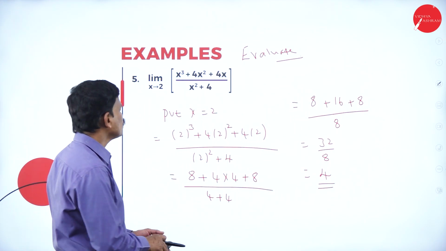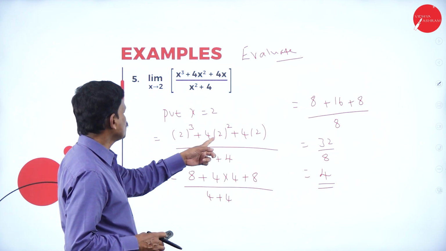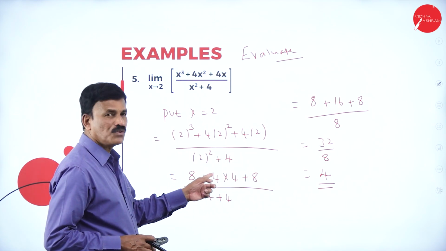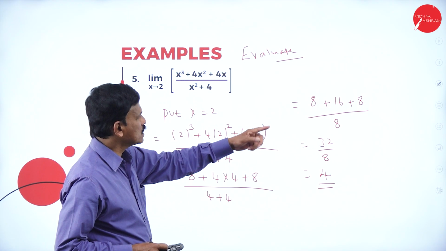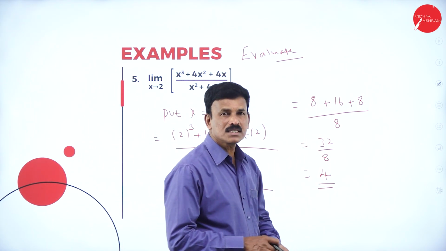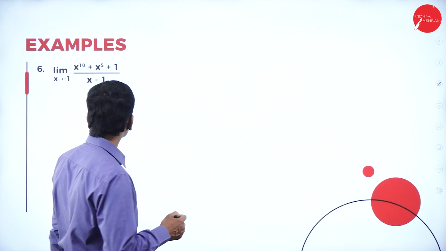That's it. Just here, put x is equal to 2. If you put x is equal to 2, 2 cube is 8, 4 into 2 square is 4, 4 4s are 16, 4 into 2 is 8, so 8 plus 16 plus 8 divided by 2 square is 4 plus 4, 8. 32 by 8 is equal to 4 is the simplified answer. Now move on to the next problem.